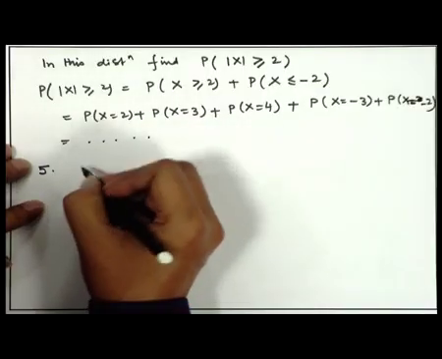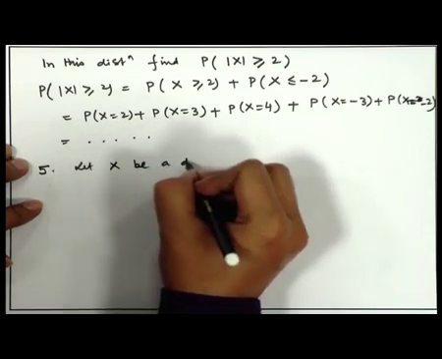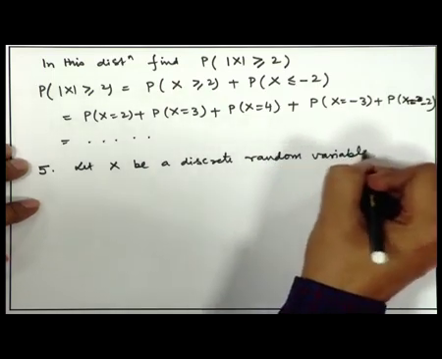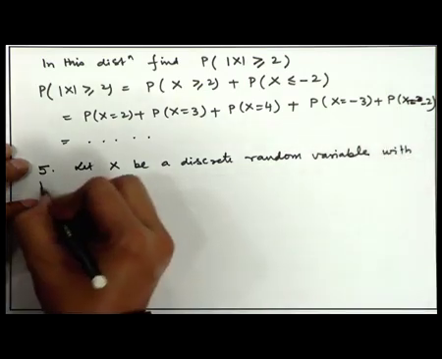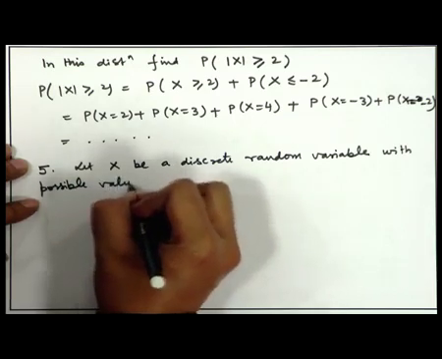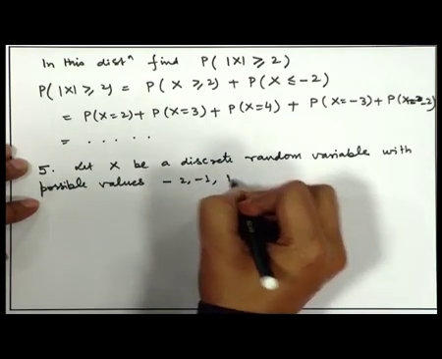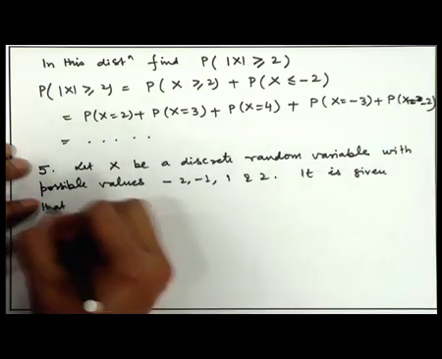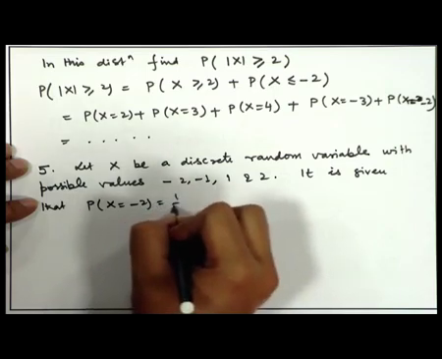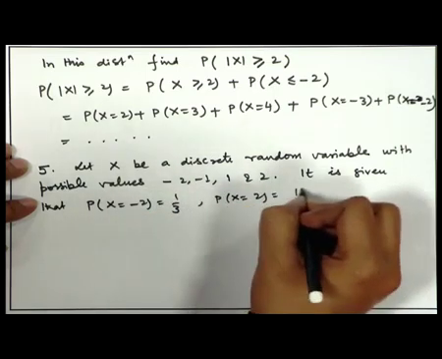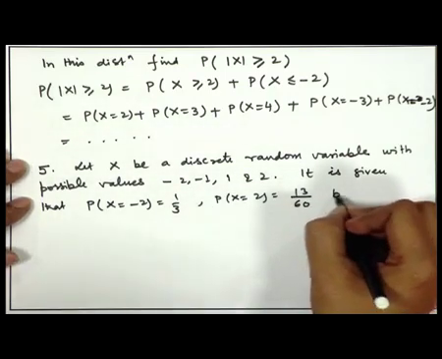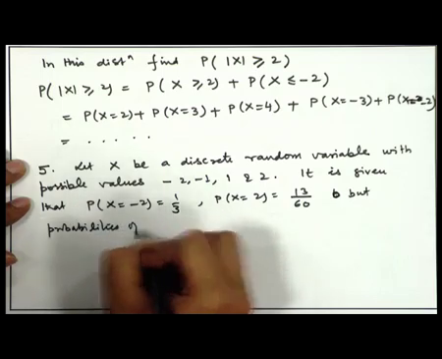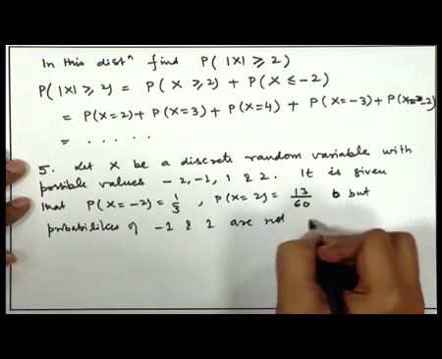Let us take one more problem. Let x be a discrete random variable with possible values minus 2, minus 1, 1 and 2. It is given that probability of x equal to minus 2 is 1 by 3 and probability x is equal to 2 is 13 by 60. But probabilities of minus 1 and plus 1 are not given.